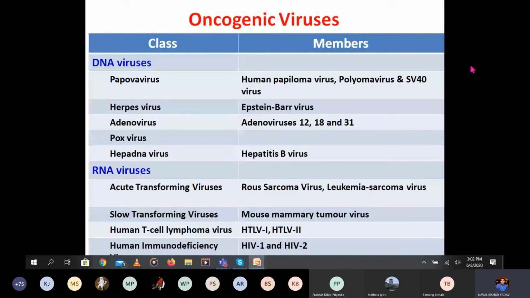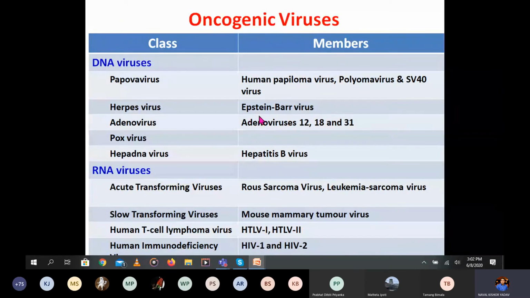The third agent is the biological agent, that is the oncogenic virus. You can see a few examples of DNA virus. So DNA viruses, for example the papovavirus, herpes, adeno, pox, okay, hepadnavirus. These are the members of that DNA virus group. Human papilloma virus, Epstein-Barr virus, hepatitis B virus.